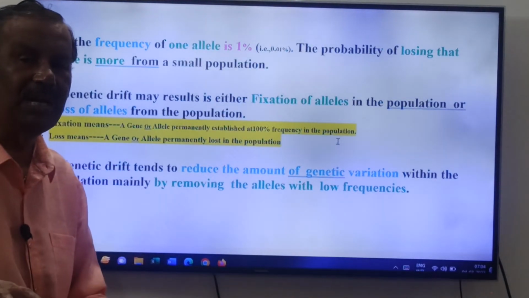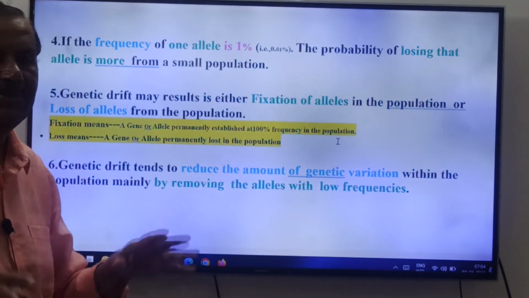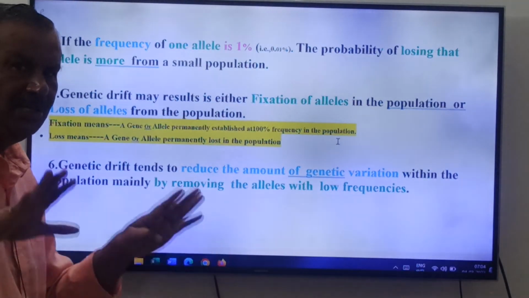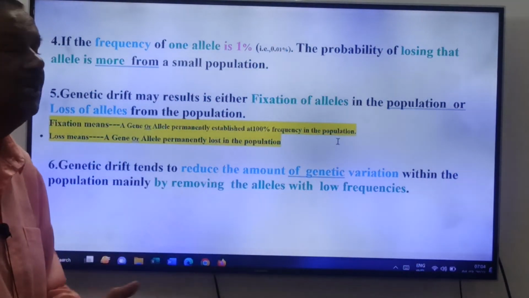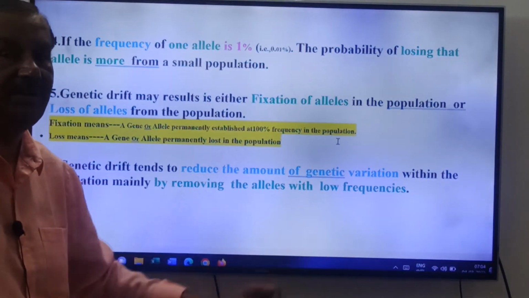So because of that, what happens, friends? Genetic variations are reduced in the population due to what, friends? Due to the removal of the alleles which have low frequency.